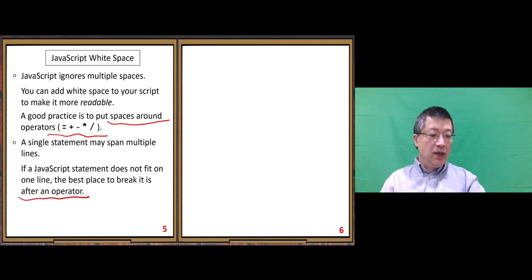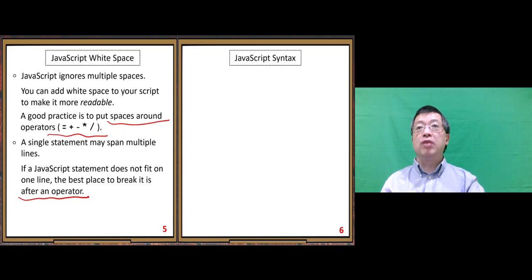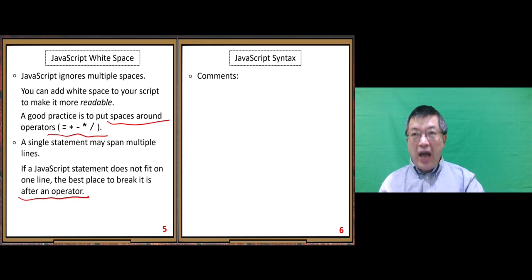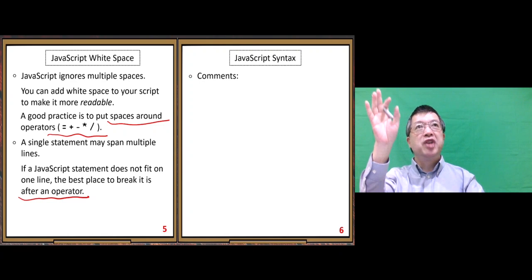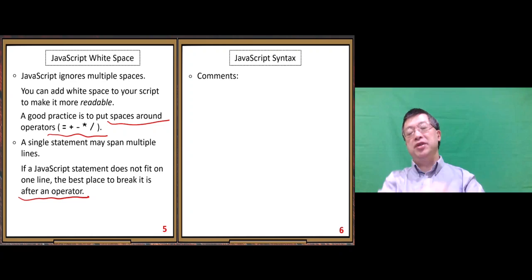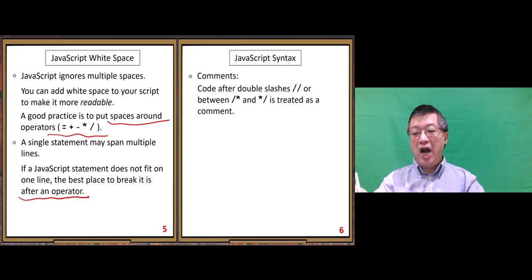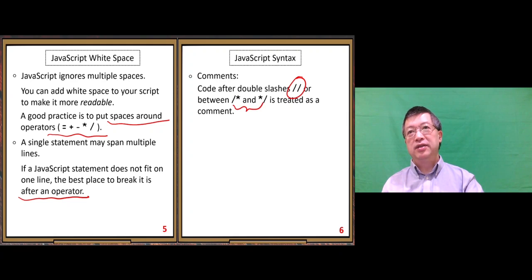Next, JavaScript syntax, the comments. Comments are exactly the same as Java comments. Two types: double slash and block type comment. With a beginning and an end, we can put a block of comment.